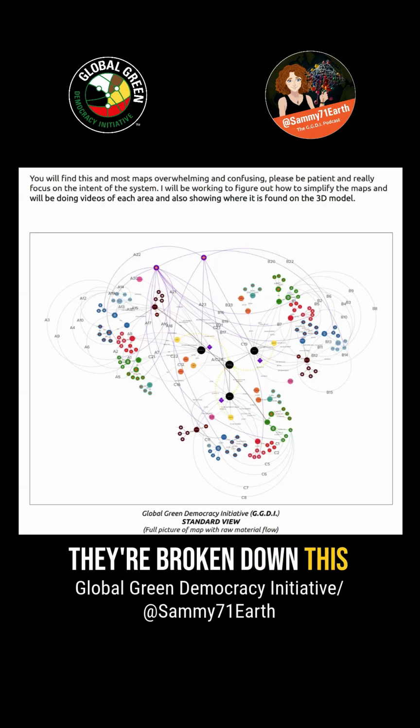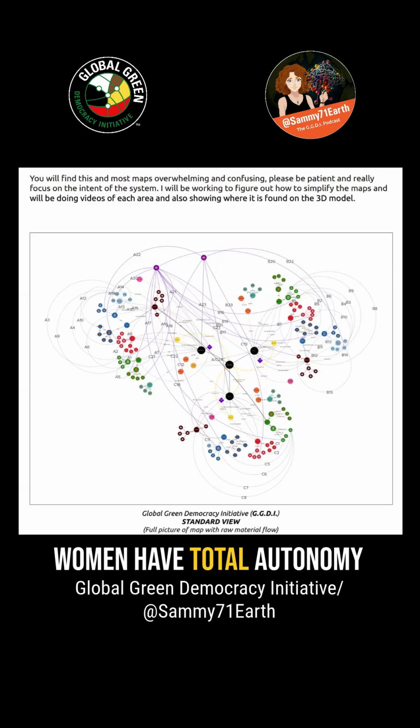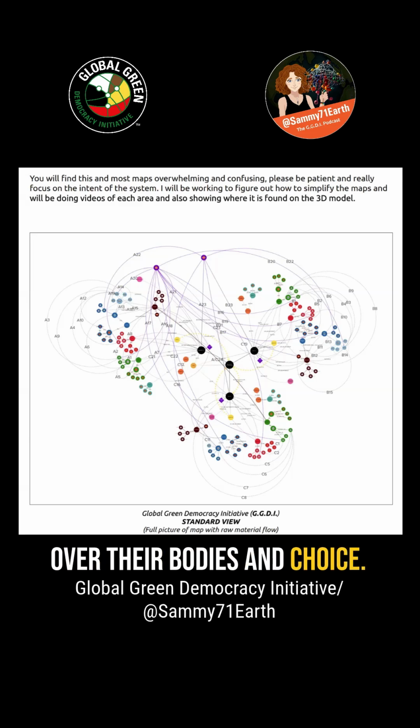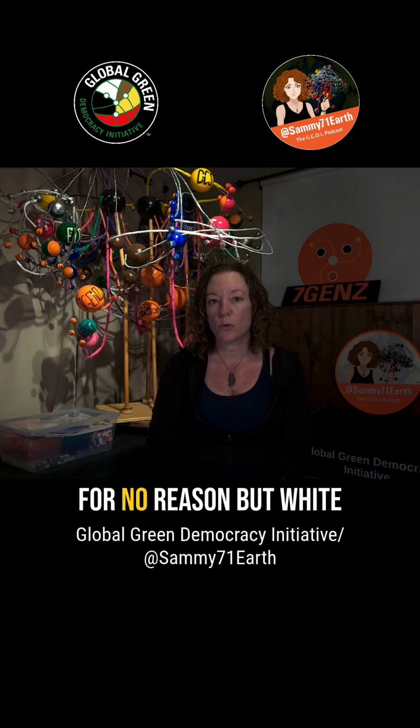They're broken down this way because Canada has a different social structure than, say, the USA. Canada has a tax-based healthcare system, and women have total autonomy over their bodies and choice. In the US, they have a for-profit system, and women are losing their autonomy and choice and are dying for no reason, but white religious men have decided they have power over them. This is criminal. But this is just my opinion.